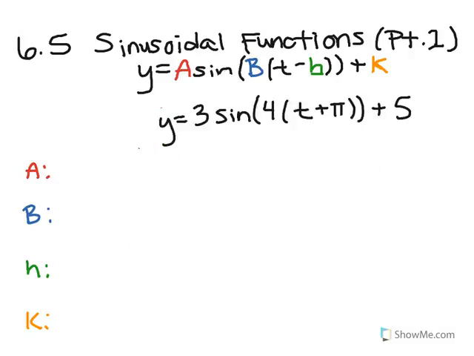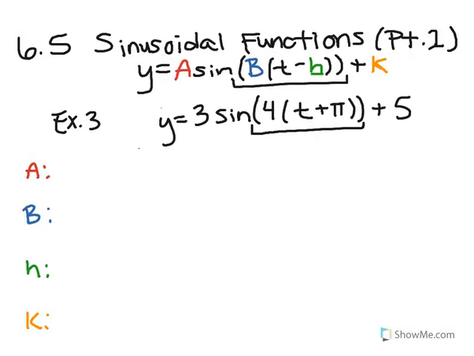All right, so here is our next example and our last one for this tutorial. So y equals 3 sine 4 times t plus pi plus 5. Now, this type of example should really be a piece of cake and even easier than the last one. Because first of all, the hardest part of this, where we find b and h, this already looks identical to the formula above it. So there should be no manipulation here that I have to do, no factoring at all.